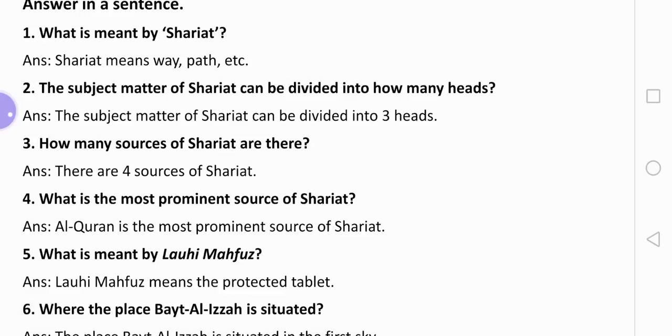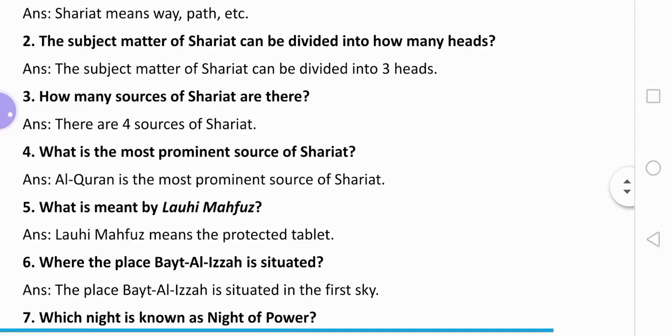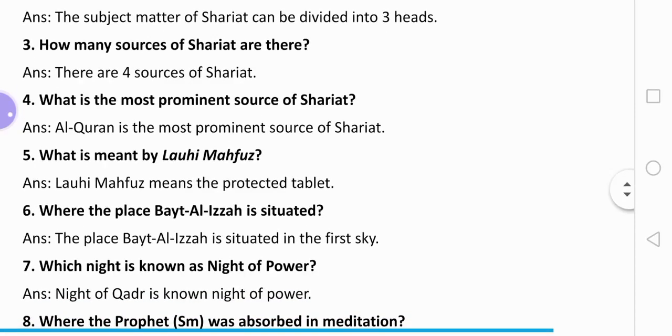Number 3, how many sources of Shariat are there? This question is very easy. There are 4 sources of Shariat: Quran, Hadith, Ijma, and Qiyas. What is the most important, prominent source of Shariat? Al-Quran is the most prominent source of Shariat. What is meant by Lawhi Mahfuz? Lawhi Mahfuz is a special place. It means the protected tablet where the Al-Quran was preserved at the first time.